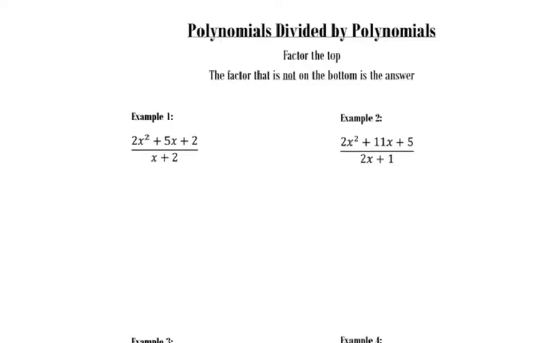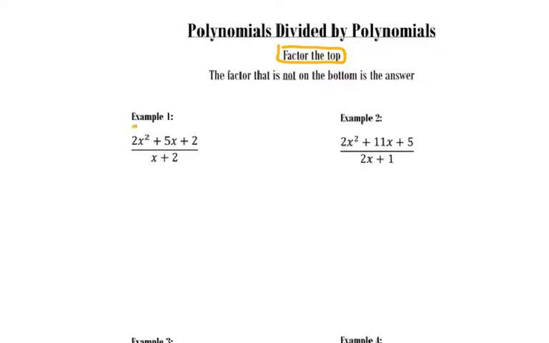choice questions. So in example 1, what it has here is a polynomial. So this thing here has 3 pieces, that's a trinomial, divided by another polynomial. So this has 2 pieces. So all we have to do, it's very easy. It says factor the top, and then the factor that is not on the bottom is the answer.